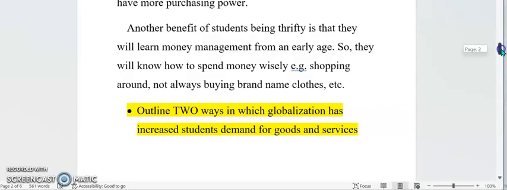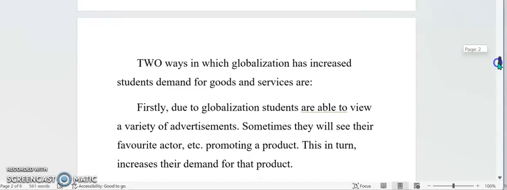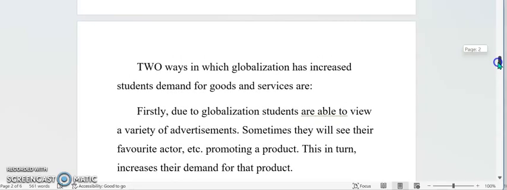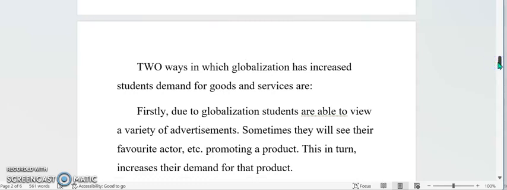Now let us look at some answers that I have written down. Two ways in which globalization has increased students' demand for goods and services are: firstly, due to globalization, students are able to view a variety of advertisements from different markets. We know that oftentimes on the television we'll see markets from all over the world advertising their products, right? Sometimes students will see their favorite actor, for example, promoting a product. This in turn will increase their demand for that product, right?